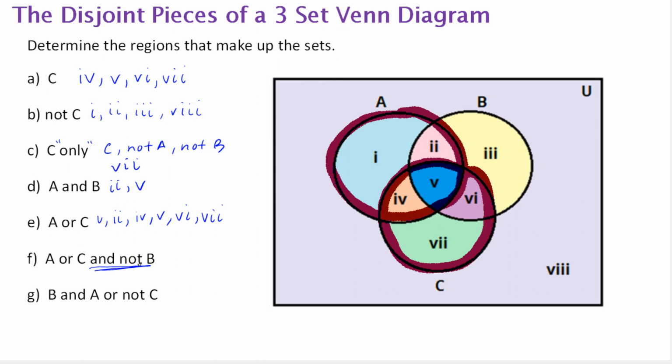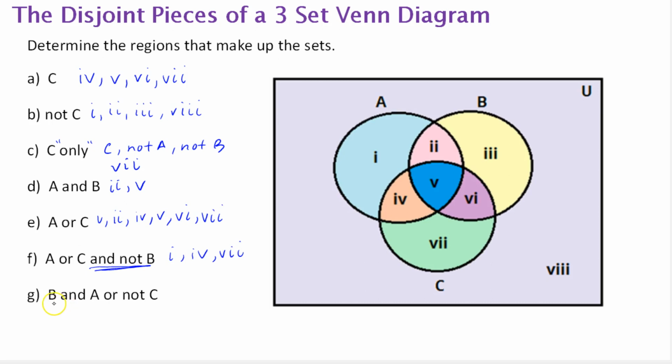So you could think of this as including things that are not in B, or crossing out things that are in B. Okay, so here's the B circle. Let's use a different color. I'm going to cross out anything in A or C that's in B. So not this one, that's in B. 2 is B. 5 is B. 6 is in B. So notice there's 3 remaining regions that are in A or C, but not B. And they are regions 1, 4, and 7.